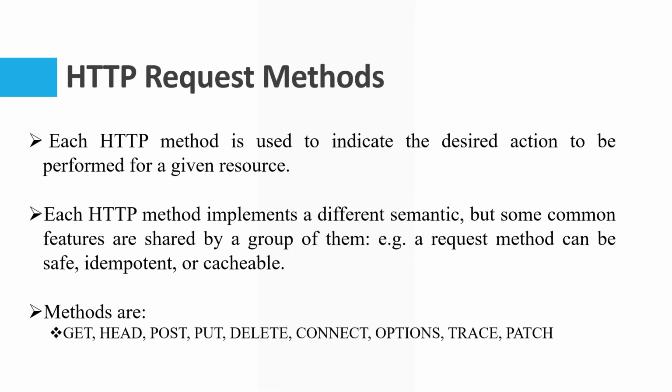Each HTTP method is used to indicate the desired action to be performed for a given resource. Each HTTP method implements a different semantic, but some common features are shared by a group of them. For example, a request method can be safe, idempotent, or cacheable. Methods are GET, HEAD, POST, PUT, DELETE, CONNECT, OPTIONS, TRACE, and PATCH. Firstly, we will talk about them briefly.